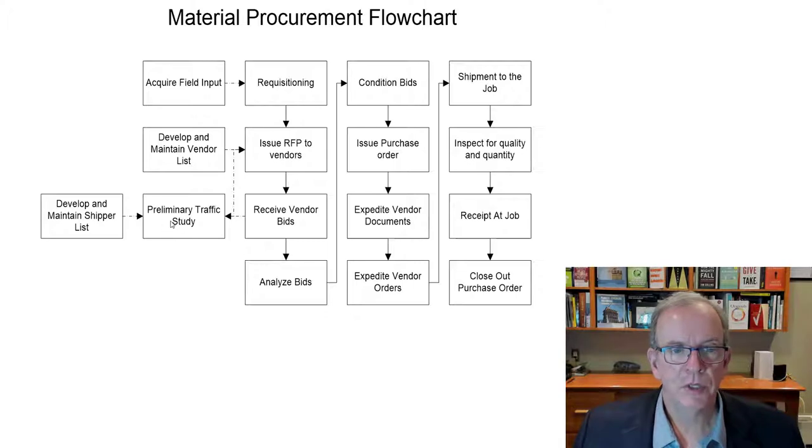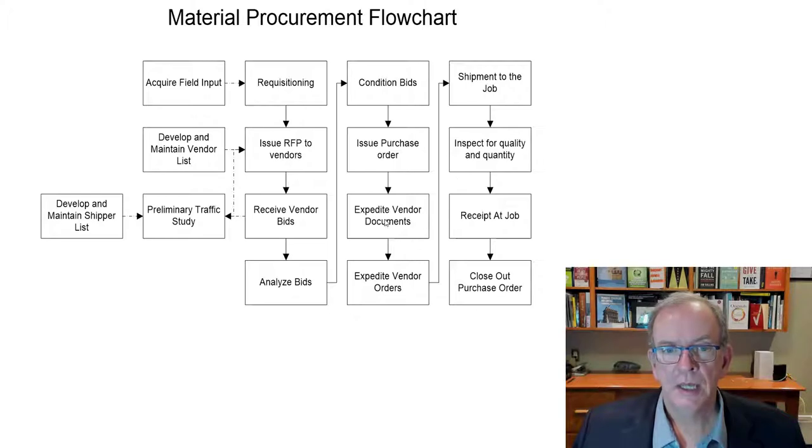A preliminary traffic study depends on what is being delivered, and typically that's not going to come into it. Analyze the bids, put conditions, decide what's the best one to go with. Review and analyze them, check for any exclusions or conditions on the bids, and make sure you've evaluated that so you pick the best one. Issue the PO, expedite any documents the vendor may require, and expedite the vendor orders.